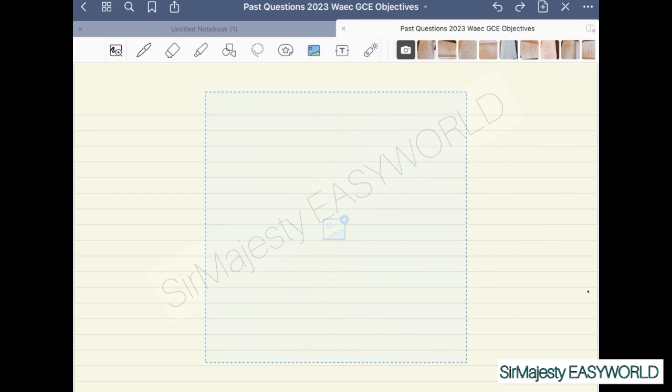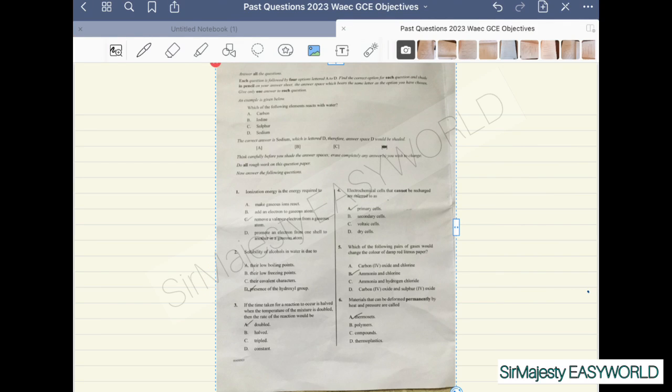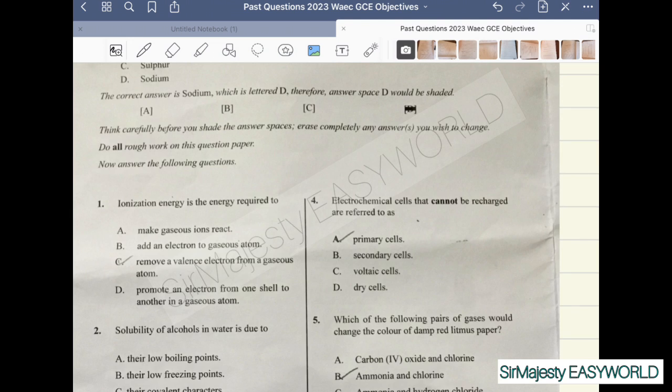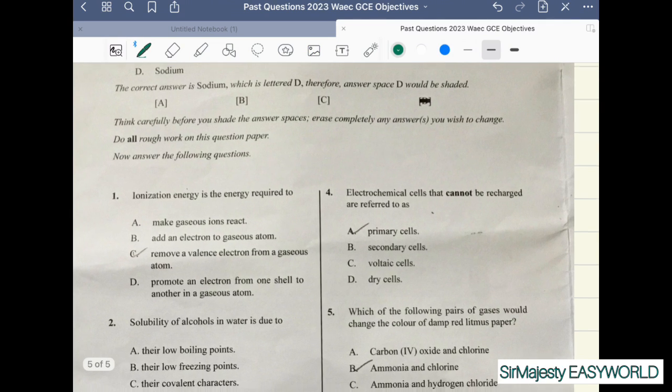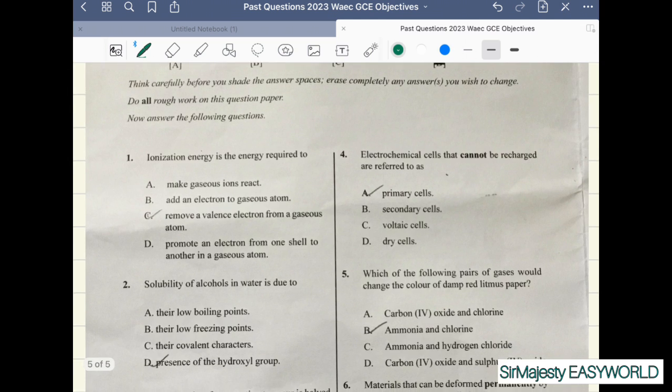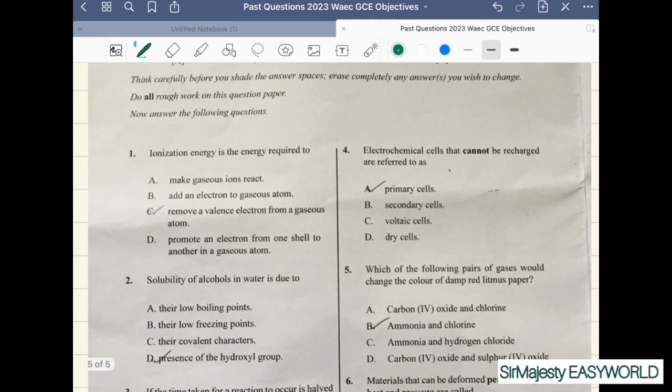Okay, this is the first page, of course. Then we take the first question. The first question says ionization energy is the energy required to A, make gaseous ions react. No. B says add electron to gaseous atom. No. C says remove a valence electron from a gaseous atom. Of course, option C is the correct thing.